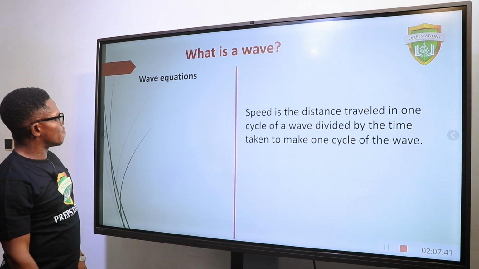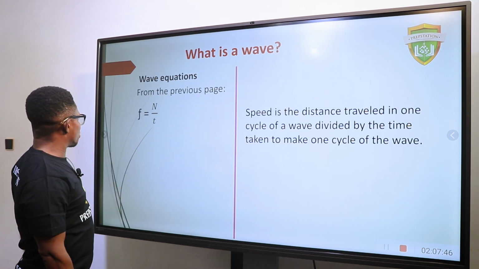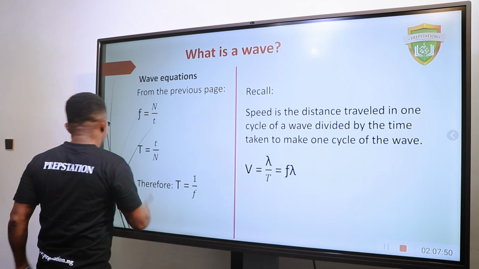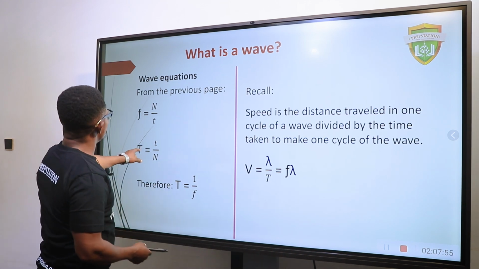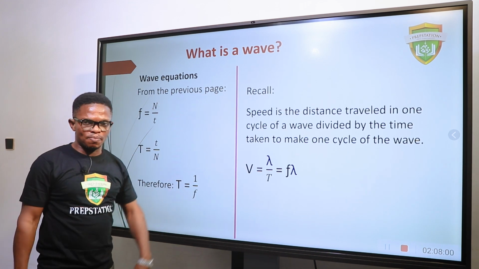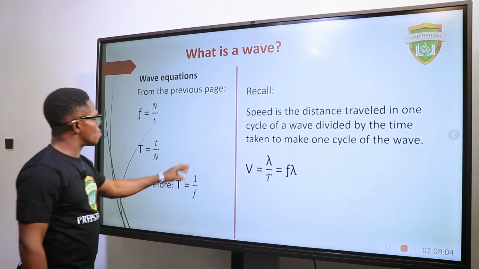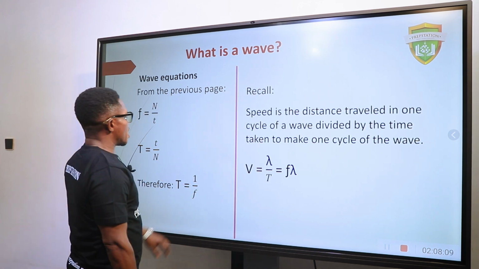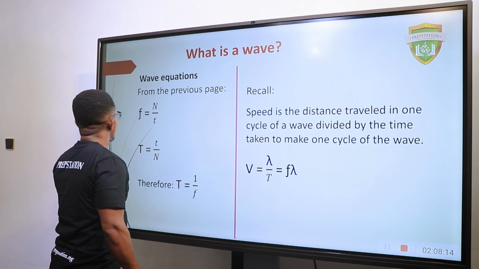Then we have the wave speed. Now the wave equation. Let's look at the wave equation. All right. Now the definition for frequency is N over T. The definition for period is T over N. So it's like saying one is a flip of the other. So if that is the case, then I can say T is equal to 1 over F. So this is the first equation of motion.